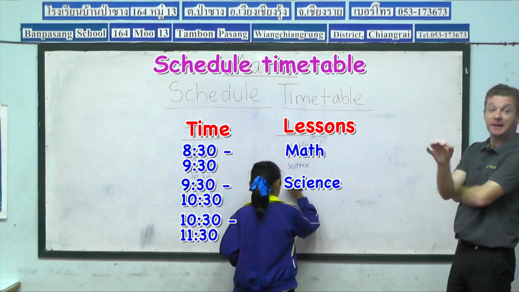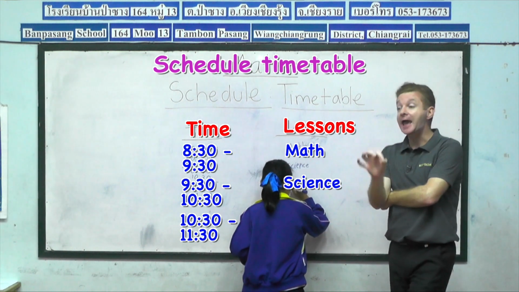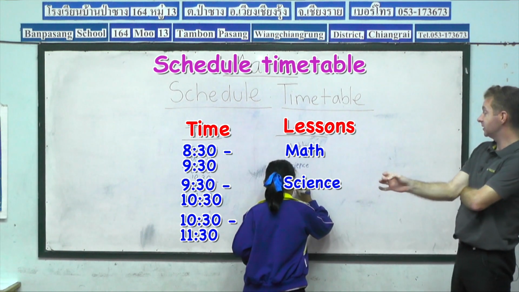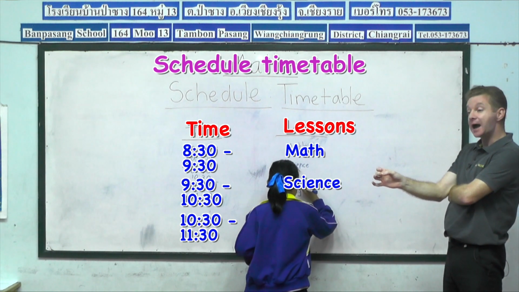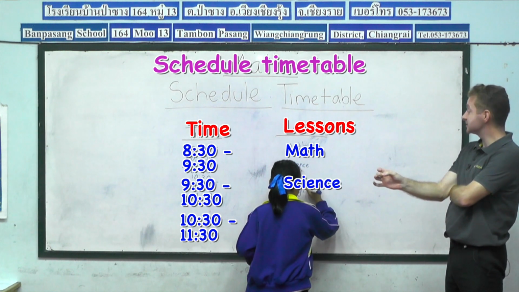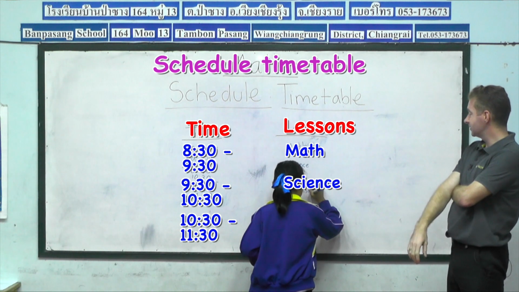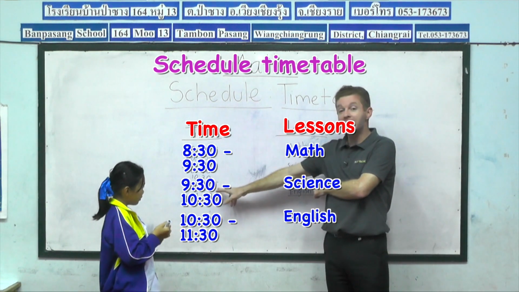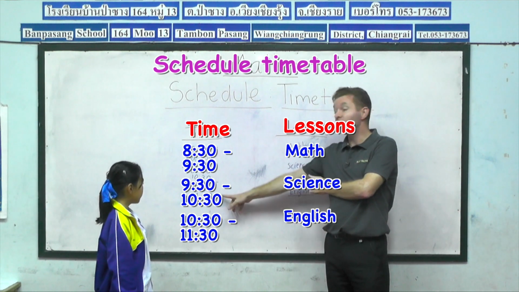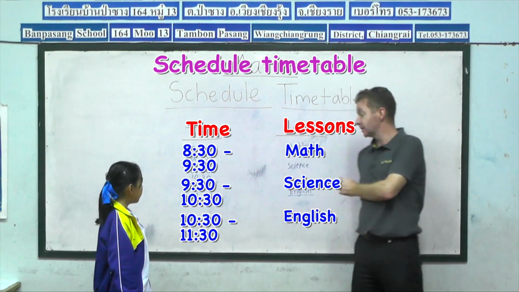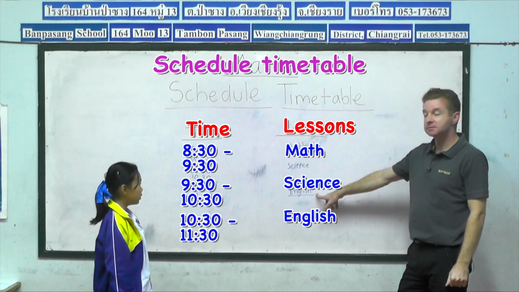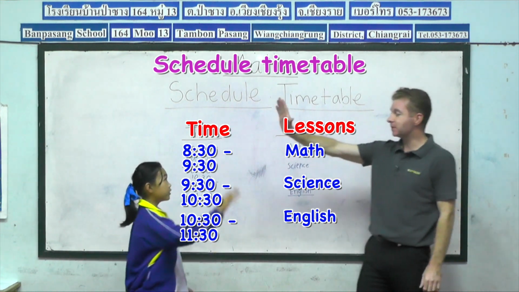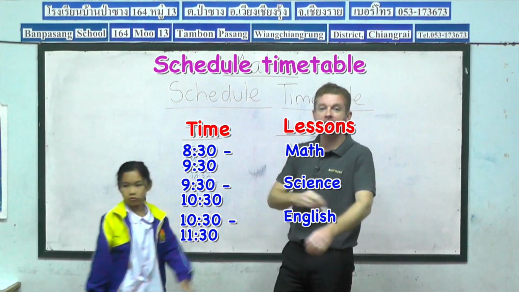So English is spelt E-N-G-L-I-S-H. Perfect, Nadia. Very well done. So we can say 10:30 until 11:30, English. Nadia, brilliant. Big round of applause for Nadia, please, guys.